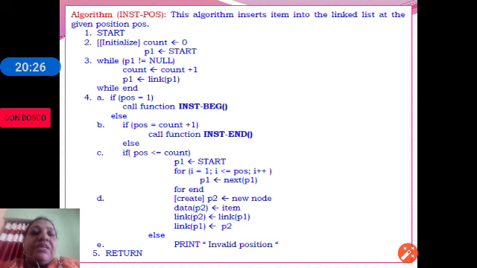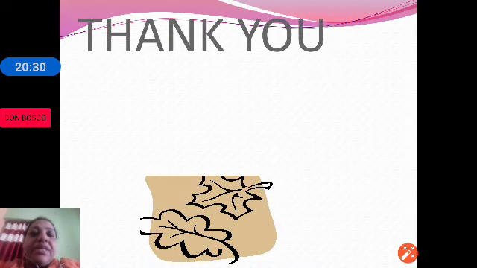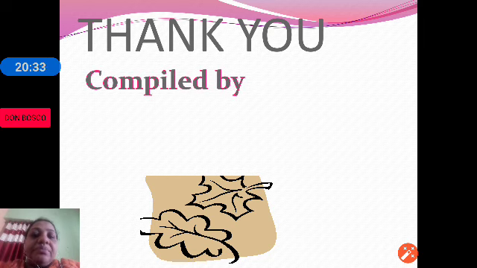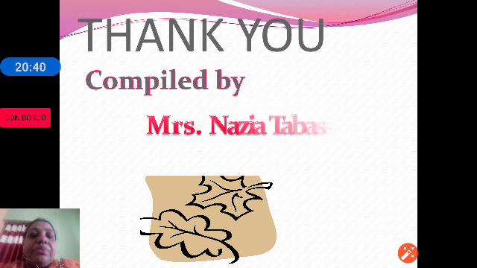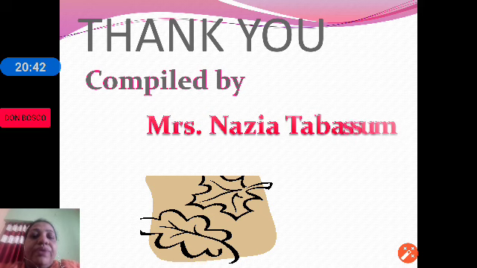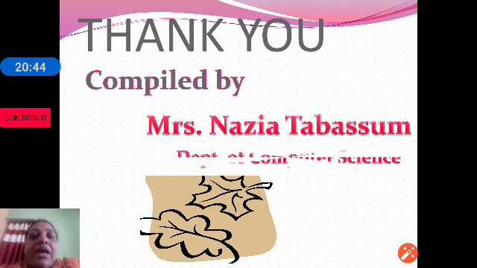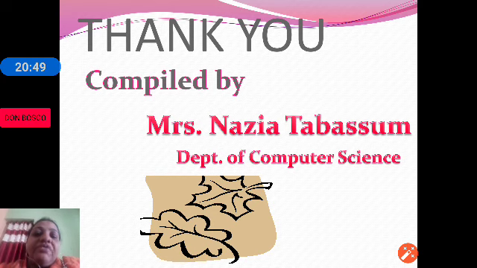A node can be inserted at three positions. One is at the beginning, by making the new node itself the start node. We can attach a node at the end. By detecting the last node, how do we detect the last node? We detect the last node by checking the link field of the node. If the link field of the node is null, then we assume that will be the last node, and then we attach the newly created node to the last node.